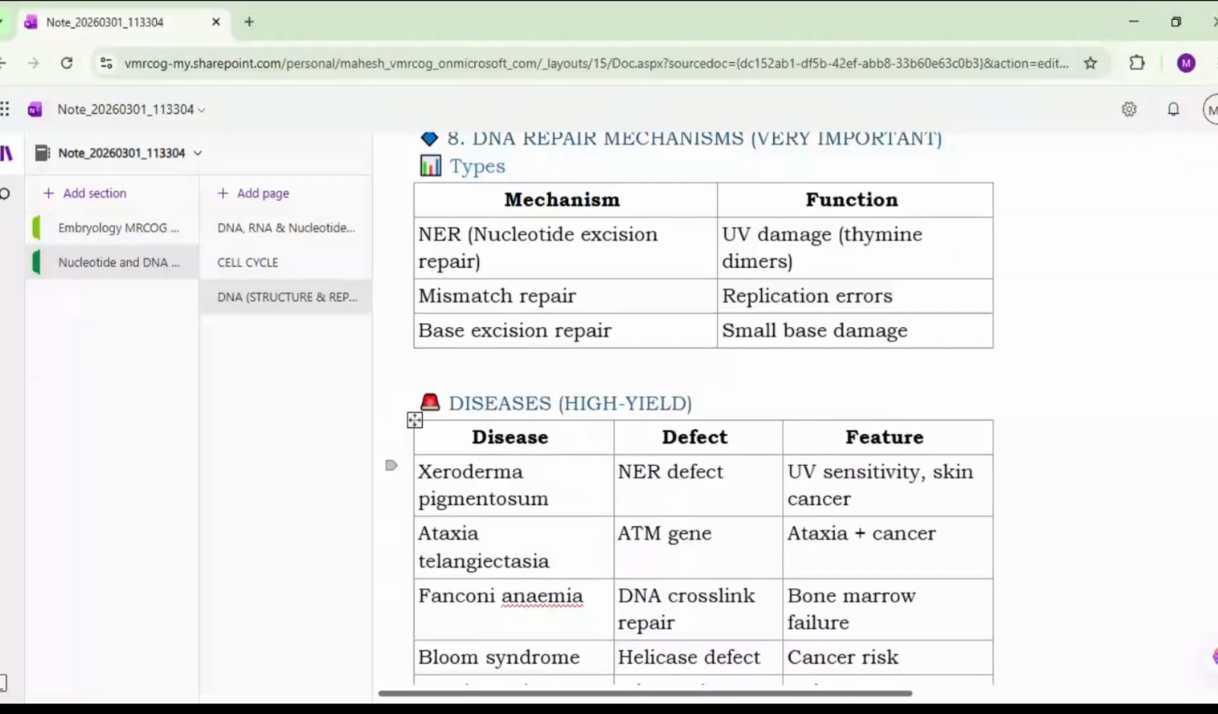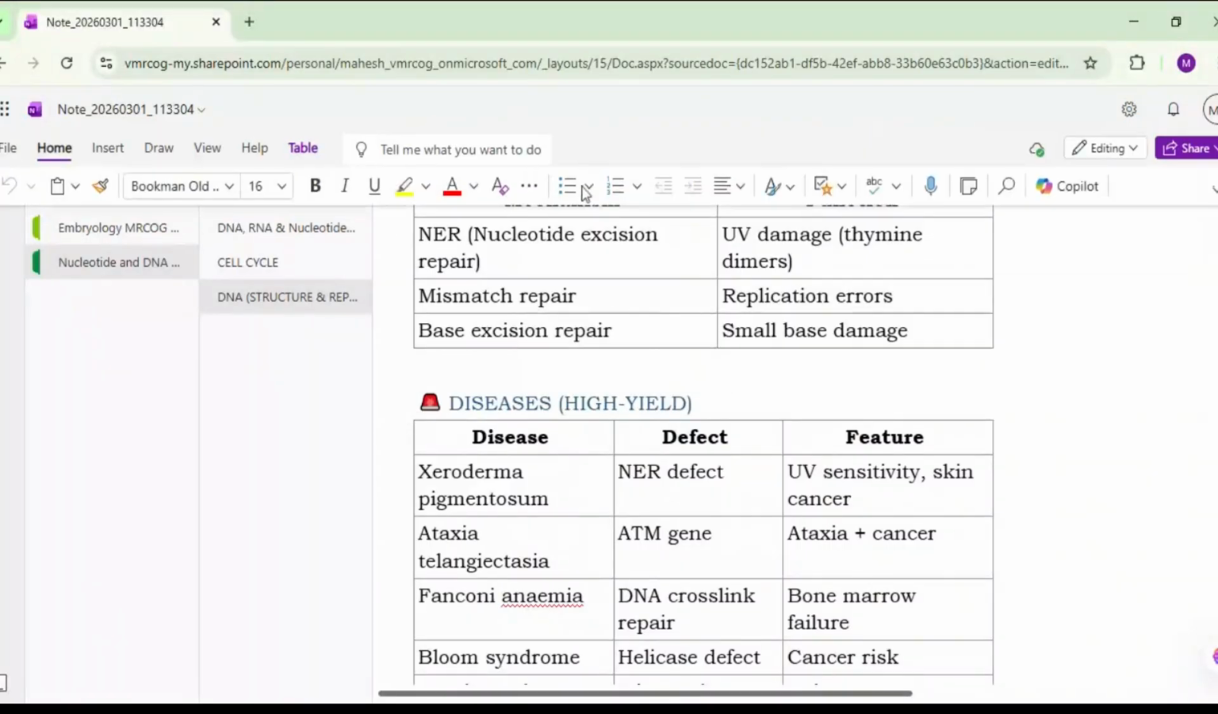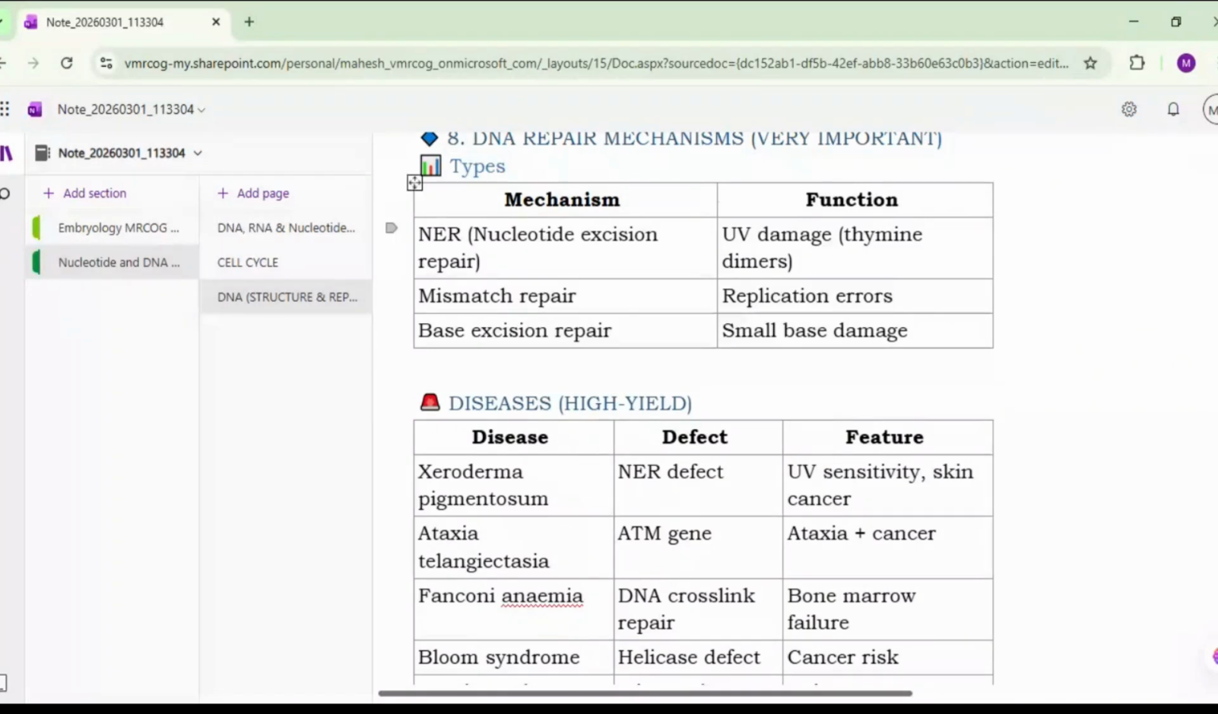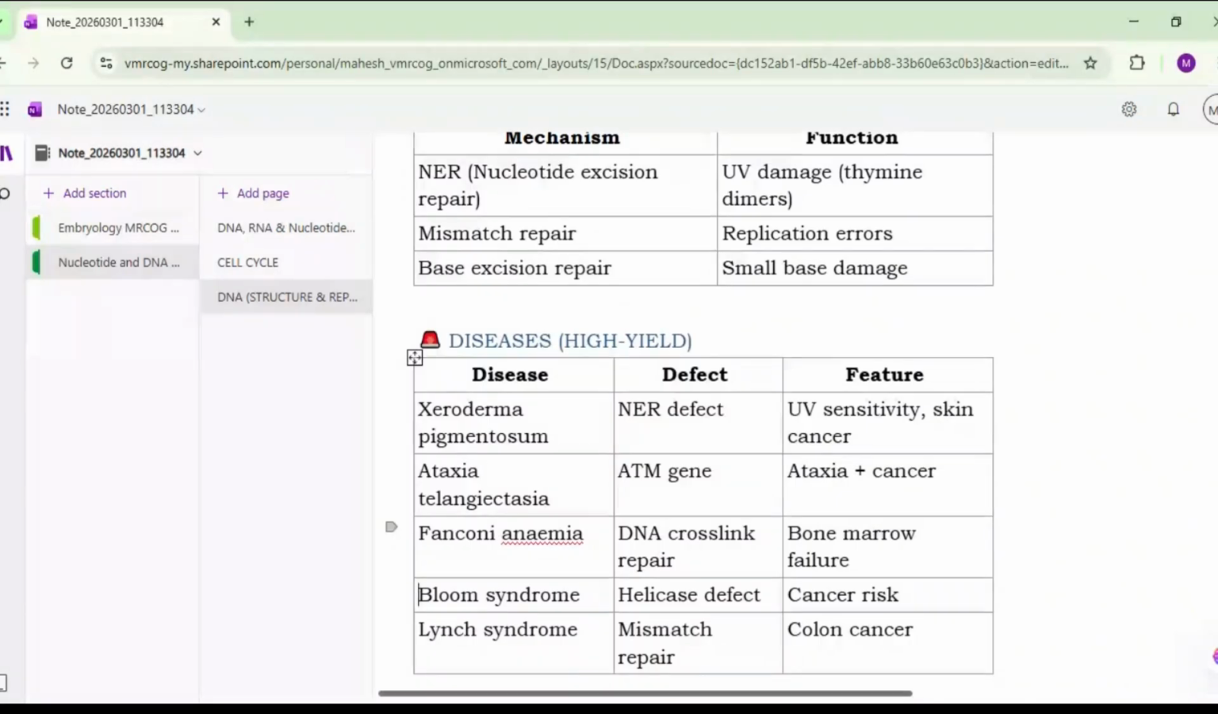Here there can be a question, xeroderma pigmentosum, where there is a NER defect. So this DNA repair mechanism, NER, is defective. So that leads to xeroderma pigmentosum. Here feature is UV sensitivity, skin cancer, etc. Then ataxia telangiectasia, here ATM gene is responsible. Ataxia plus cancer can happen. In Fanconi's, DNA cross-linking repair is defective and bone marrow failure can happen.